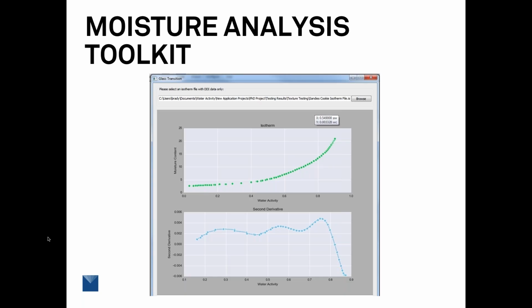Going back to our moisture analysis toolkit, there's a couple ways that you can utilize this toolkit. One is to look at where the actual inflection point occurs, and this is most easily done through a second derivative. So you use the tool to identify what the second derivative curve looks like, and then if you mouse over the peak that is associated with the inflection point, it will tell you where that inflection is happening. So in this case, it was at 0.54 water activity.